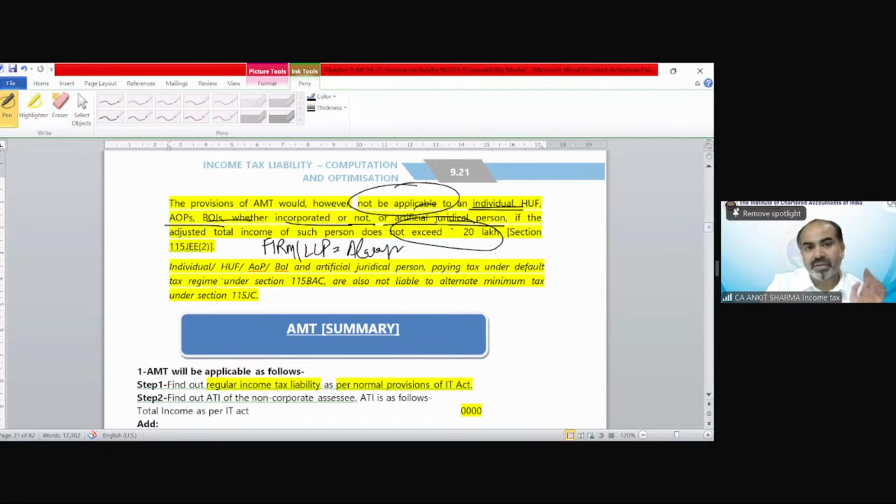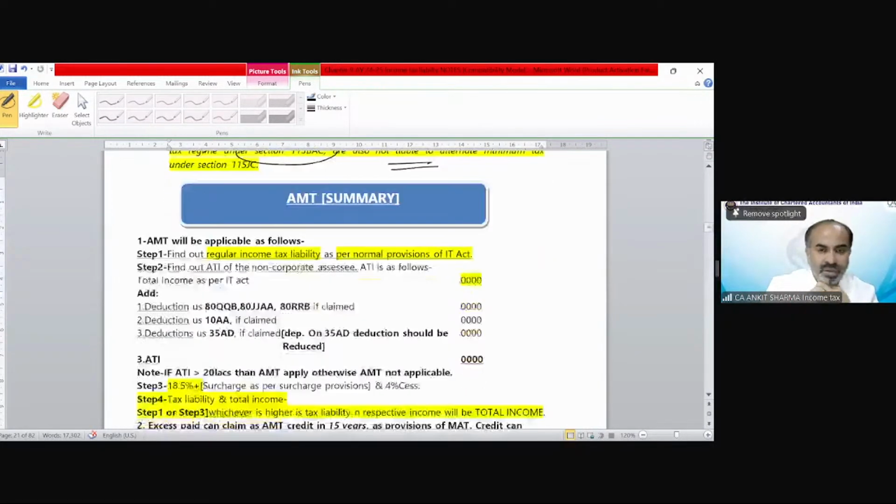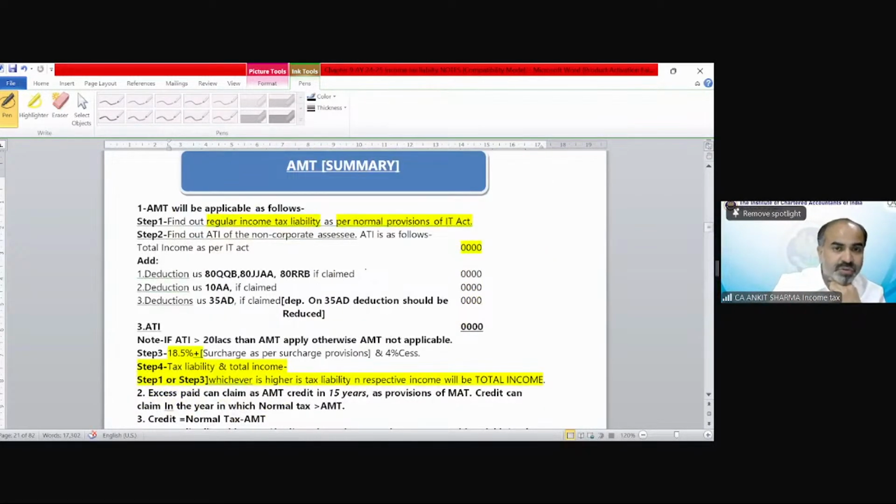ATI is irrelevant there. For individual, HUF, AOP, BOI, and AJP paying tax under the default tax regime, section 115BAC, AMT is not applicable also. Now, the summary is here. First of all, find out the regular income tax liability as per normal provisions of the Act. Then find out ATI. How to calculate ATI? Take the income as per normal provisions of income tax. Normal means as per the optional tax regime, not as per the default tax regime.